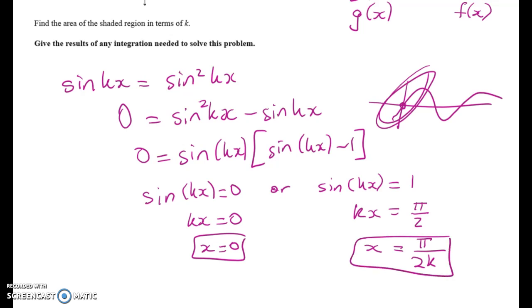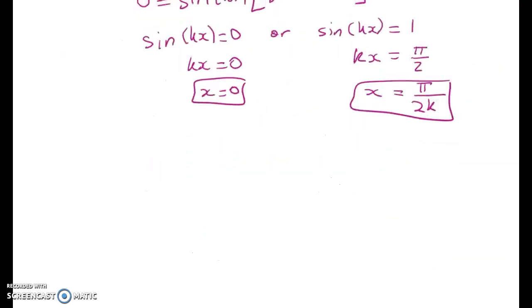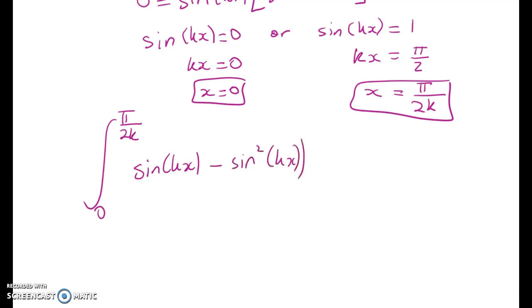So now we're ready to go, because we've worked out which one's the top curve and which one is the bottom curve. We've got pi on 2k here, 0 down here, and we integrate sine of kx minus sine squared of kx, with respect to x.